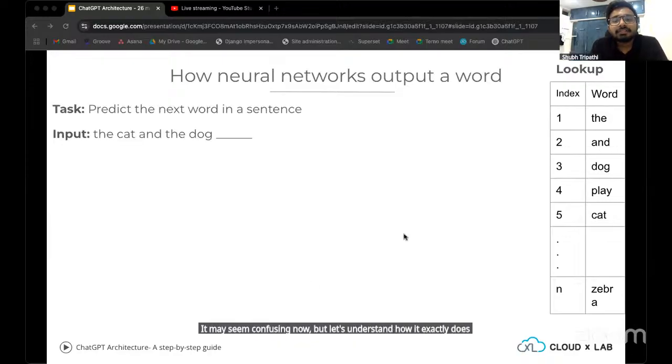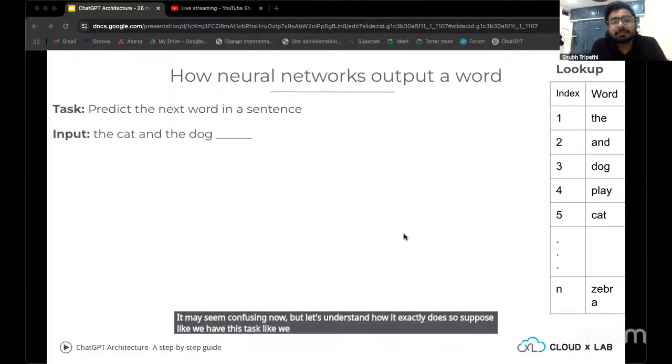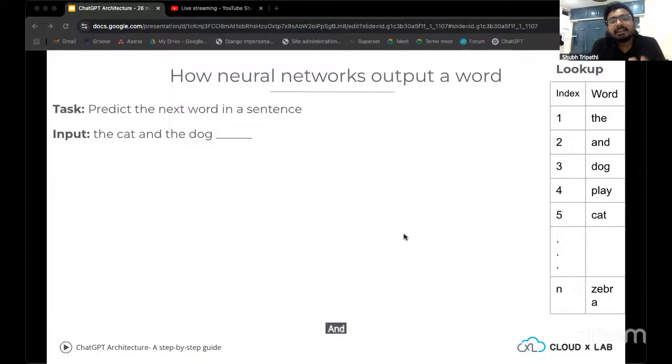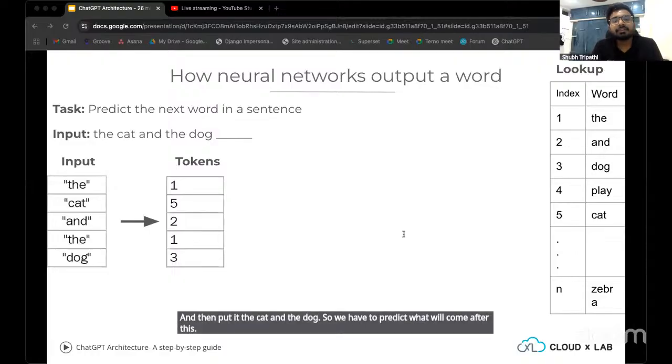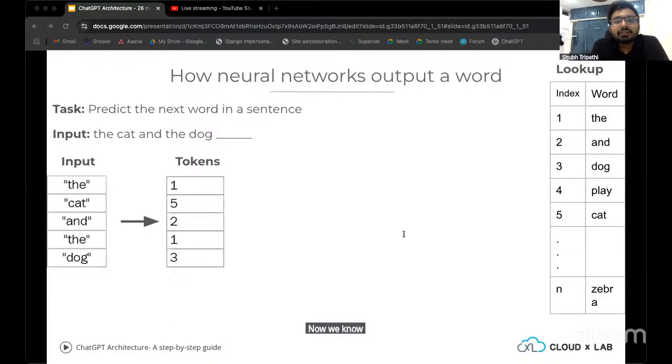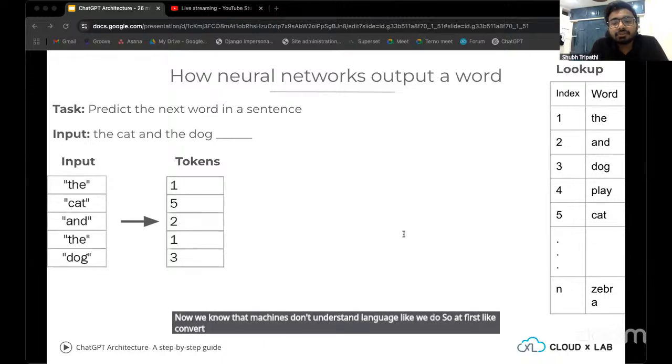Suppose we have the task to predict the next word in a sentence, and the input is "the cat and the dog." So we have to predict what word will come after this. Now we know that machines don't understand language like we do. So at first, it converts each word into a token using its lookup dictionary. It will map each word to its index.